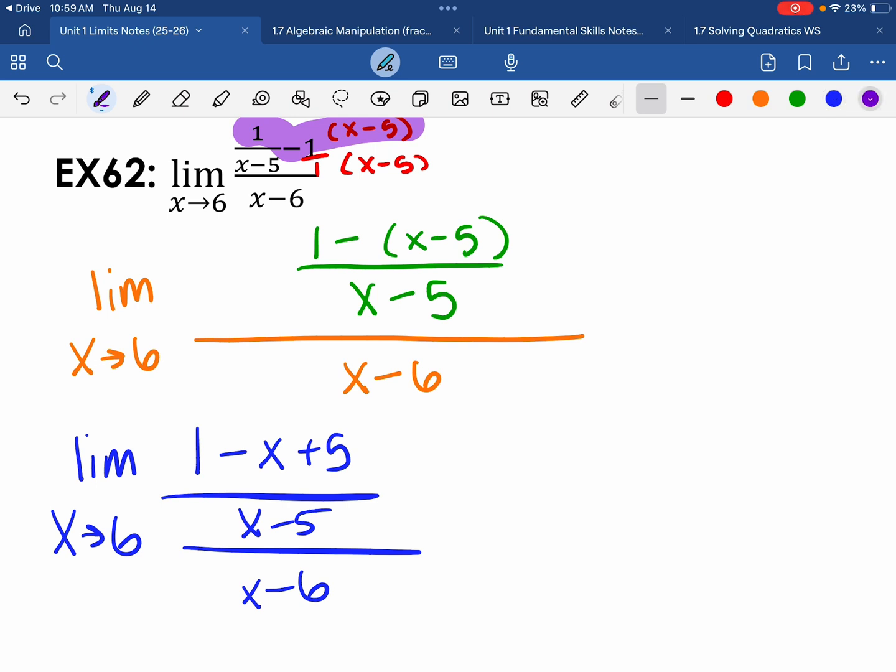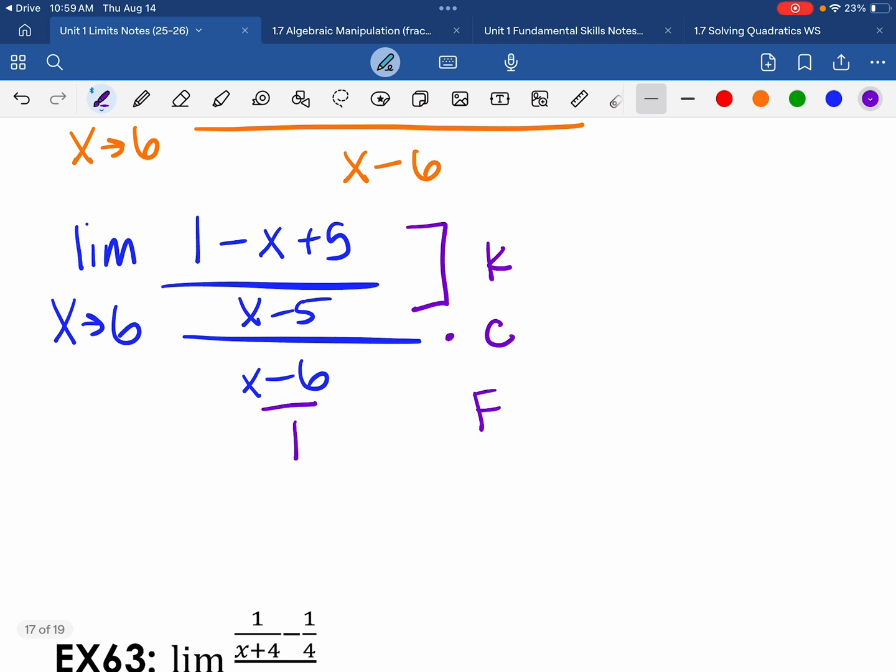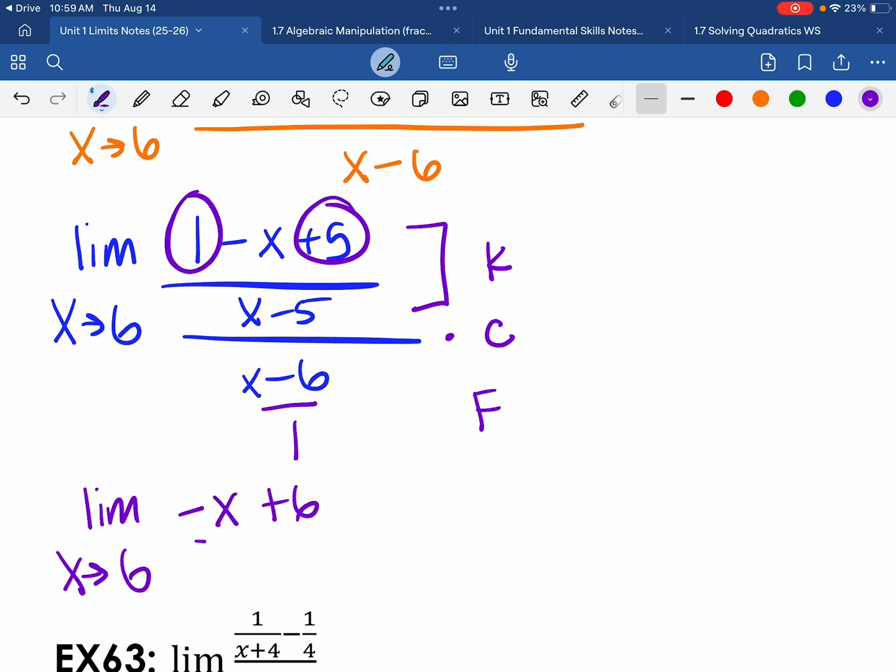All right, so after we simplify the top there, we are going to do our keep, change, flip. So the top fraction we're going to keep, we're going to change the sign to a multiplication, and we are going to flip the bottom fraction. The bottom fraction is technically over 1. So if you like to put the little over 1, you can write the over 1. And then I'm going to rewrite it all again. So the limit as x approaches 6. We're going to keep the top, and I'm going to add up the 1 and the 5. So negative x plus 6 over x minus 5 times, and then 1 over x minus 6.